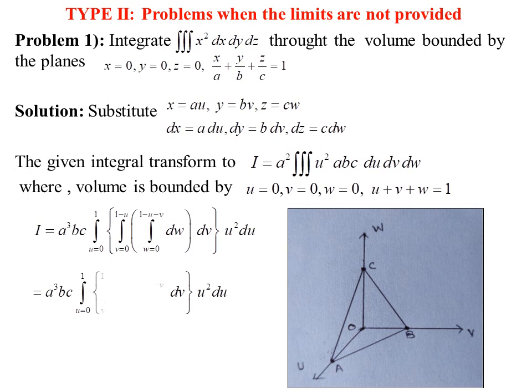square du. So this integration is further written as a cube bc as a constant as it is, integration with respect to limits 0 to 1, integration 0 to 1 minus u, dw का इंटीग्रेशन है w varying from 0 to 1 minus u minus v into dv and u square du as it is. So इनर इंटीग्रेशन हमने यहाँ पर लिमिट सब्सटीट्यूट करके सिंप्लीफाई किया है नेक्स्ट स्टेप में. सो अब हमें इंटीग्रेट करना है विथ रिस्पेक्ट टू v 1 minus u minus v को. So integrating that further we will get.